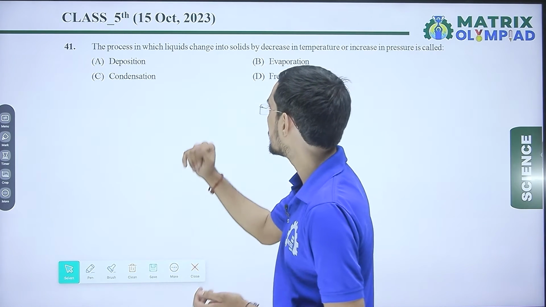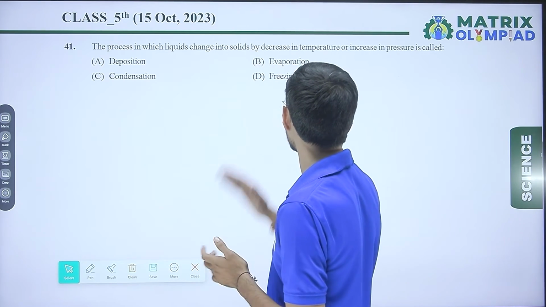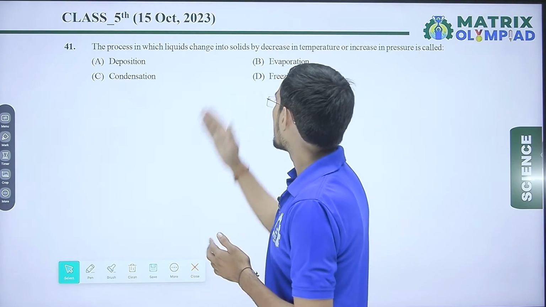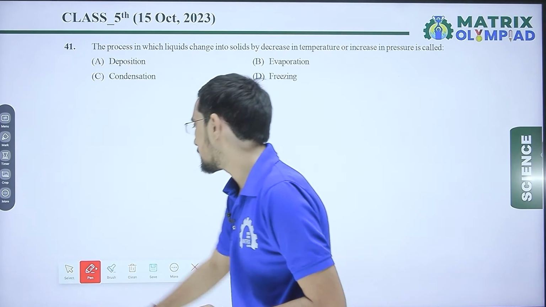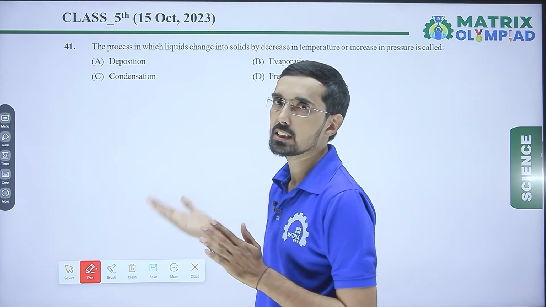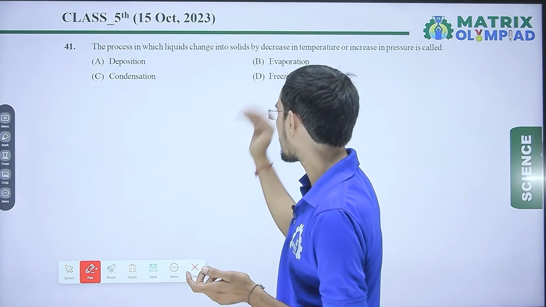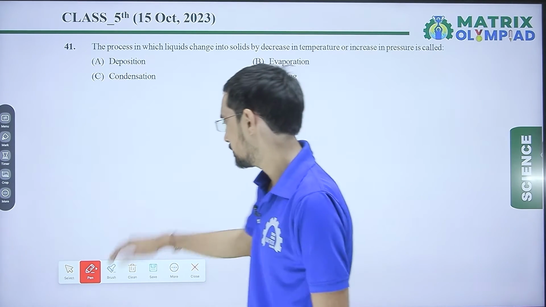Now next question is the process in which liquid change into solid by decrease in temperature or increase in pressure. As we know that liquid is changes into solid, it means it is a freezing, and freezing is the process in which option D is given. So our correct answer will be option D. Now next question.